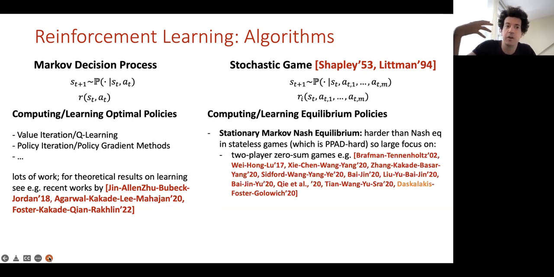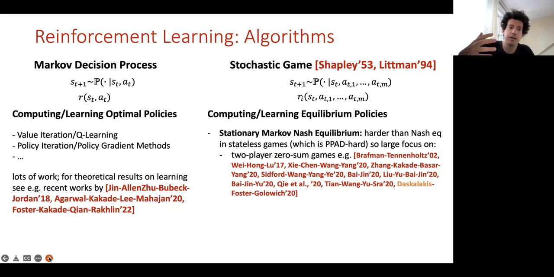And indeed, there has been a lot of recent work on that front, on the front of computing approximate stationary Markov minimax equilibria or learning them through interaction in a zero-sum stochastic game, and that is not an immediate application of no-regret learning in general games. The reason being is that actually you can show that doing no-regret in such an environment is actually intractable.